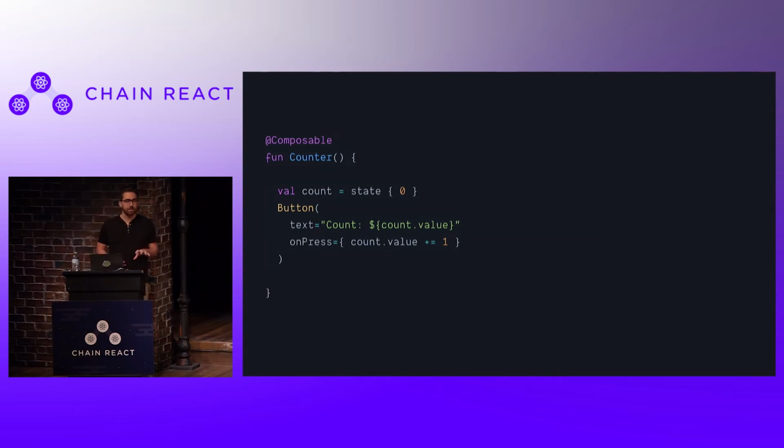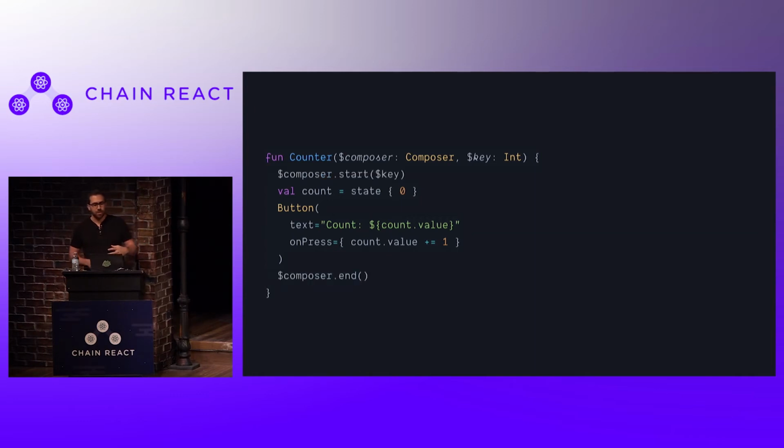So if we want to see how that looks in practice, let's take this counter component and desugar the syntax a little bit. So I took away that composable annotation, and then I added these parameters to the function. And that's what our compiler is doing at a real simple level. And then we're adding some calls to this synthetic composer parameter in the body of the function, and I'm going to walk you through what that's doing. And you can see that I've taken that composer parameter and passed it in to all of the other composable functions that I'm calling in the body.